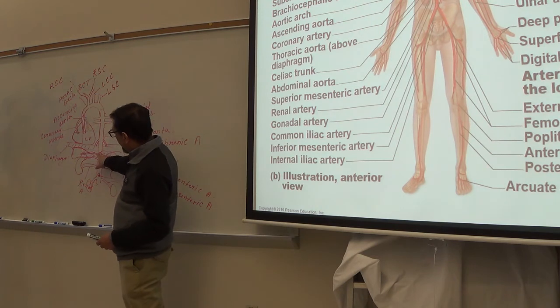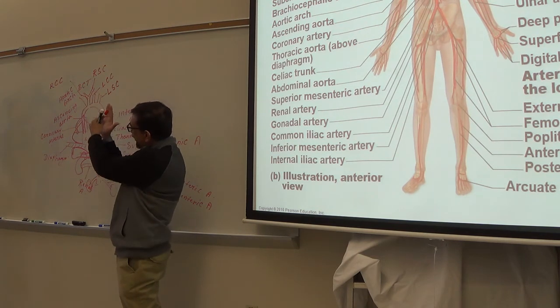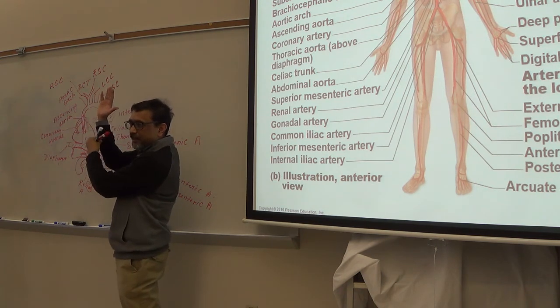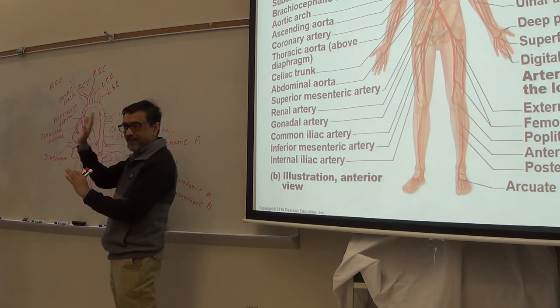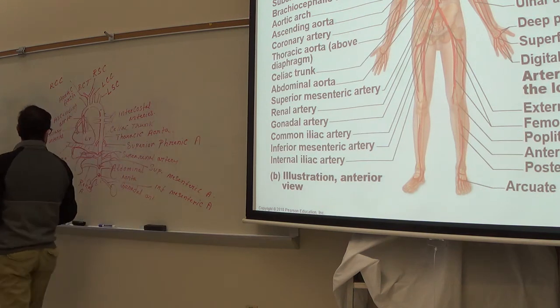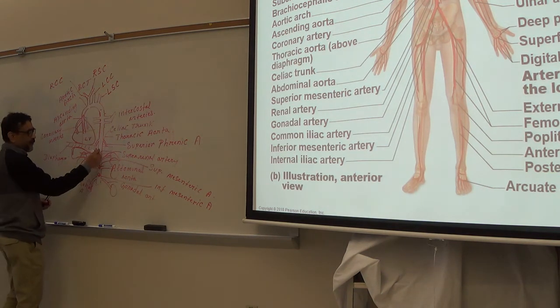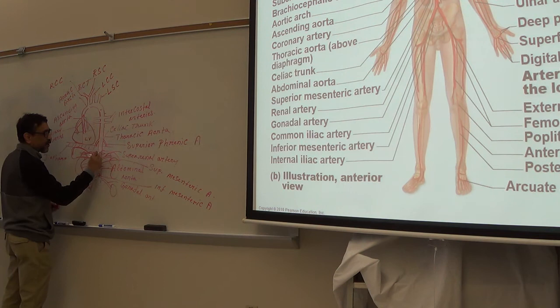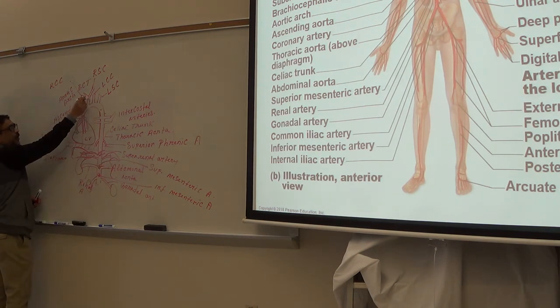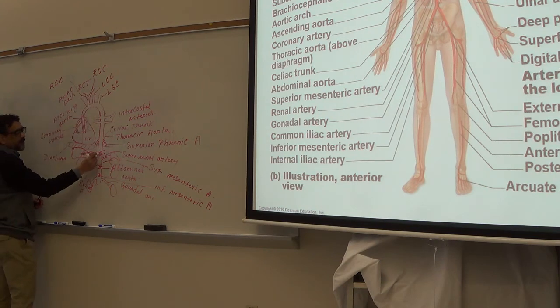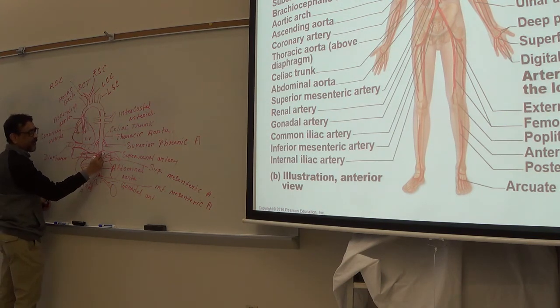Then, from the front of the abdominal aorta, celiac trunk, superior mesenteric, inferior mesenteric. Make sense? Okay. So, celiac trunk, this one, the trunk is short. Remember, when we use the term trunk, the trunk is short, then it divides. So, the celiac trunk is also short and divides into three branches.